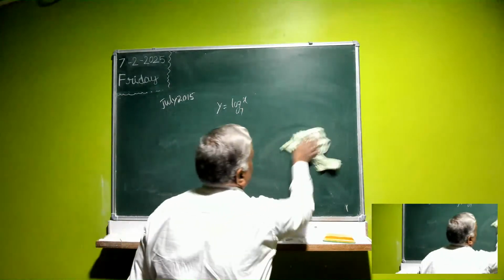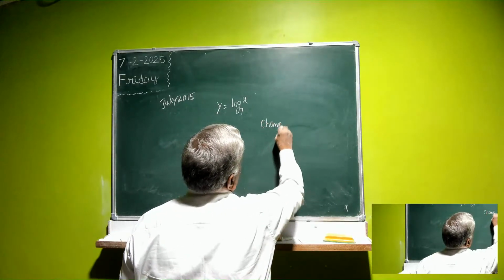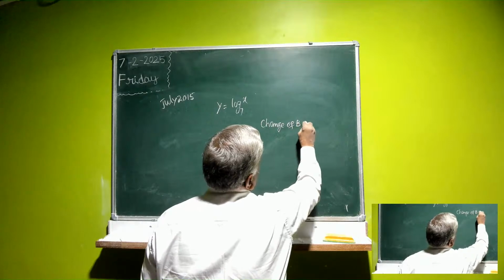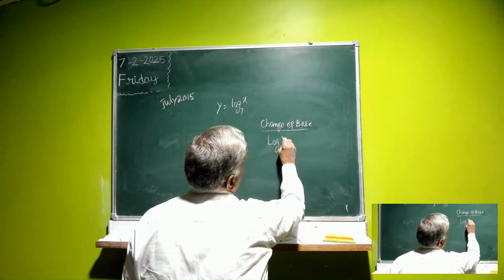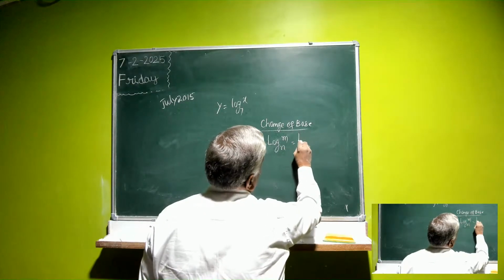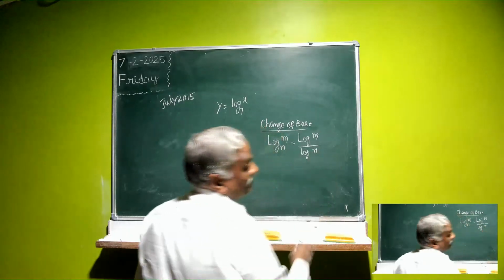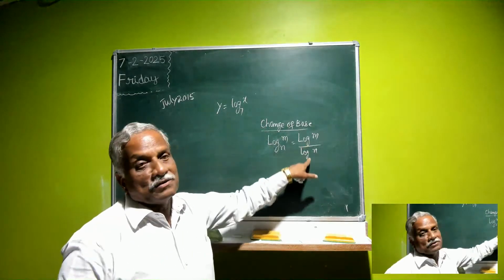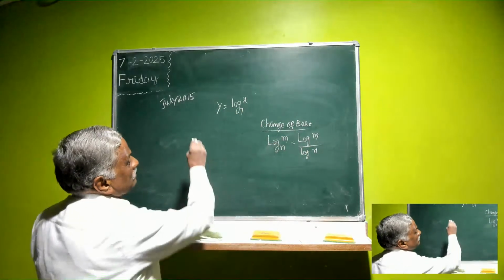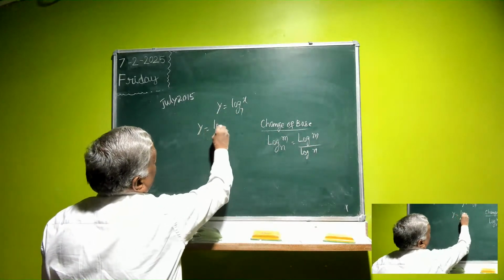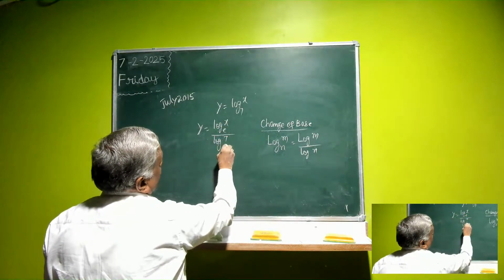So what is the procedure? You need to have the knowledge of change of base. What's the formula? Log m to base n is equal to log m divided by log n. You can write any base; if you want 10, you can write 10. If you want e, you can write e. Here we want e. So we write this as log x to base e divided by log 7 to base e.